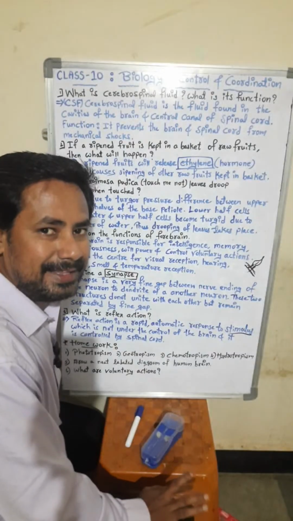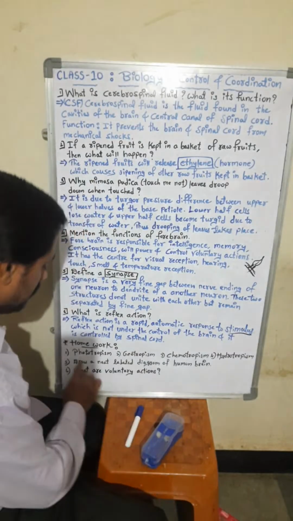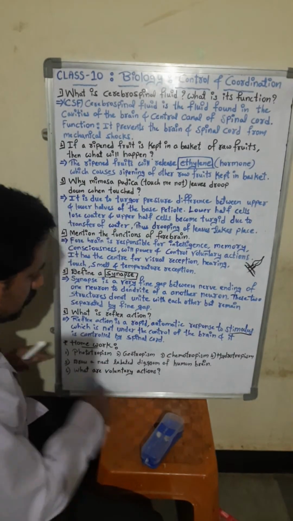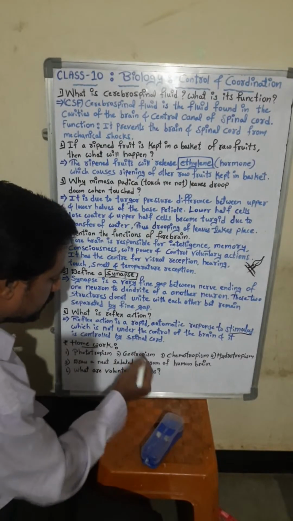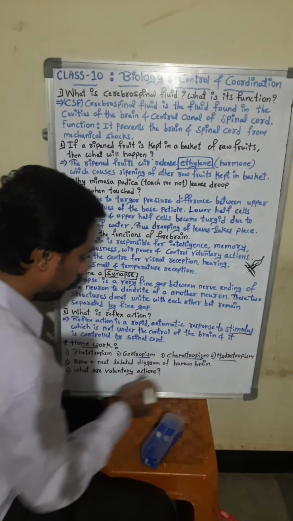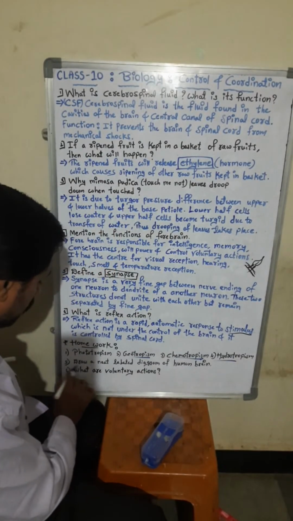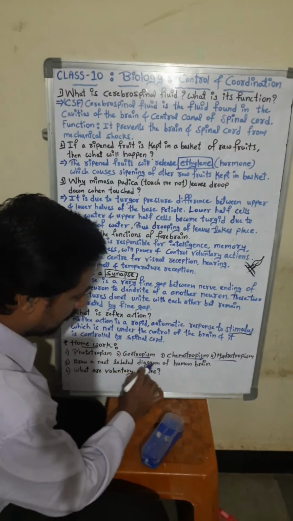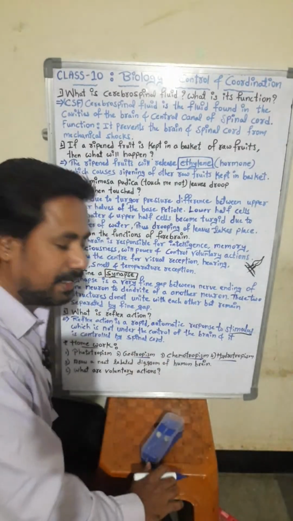I have explained in the class, just go through it. What do you mean by phototropism? What do you mean by geotropism? Chemotropism, hydrotropism. And the fifth question, draw a neat labeled diagram of a human brain.